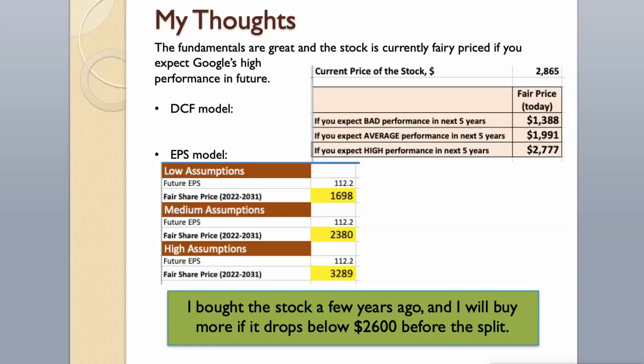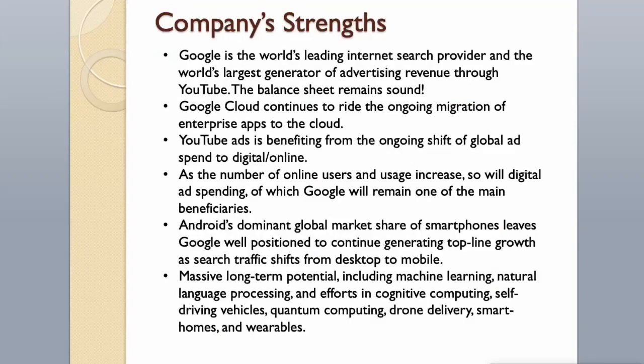Google announced that it plans to do a 20-for-1 stock split in July 2022. The split may push the stock's price up. I bought the stock a few years ago, and I will buy more if it drops below $2,600 before the split.